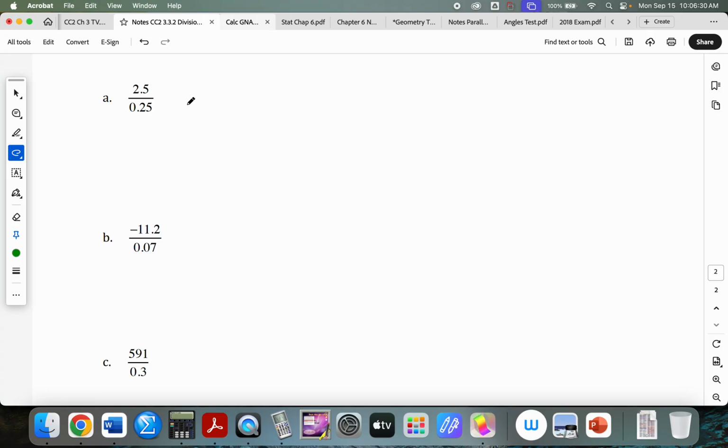I got 10, because... Wait a minute, you got 10. What did you do? Okay, I did times 100 over 100. And so what does that give you? 250 divided by 25. Exactly right. When you multiply by 100, you're going to move the decimal 2 places. So this ends up being 10. Very nice.